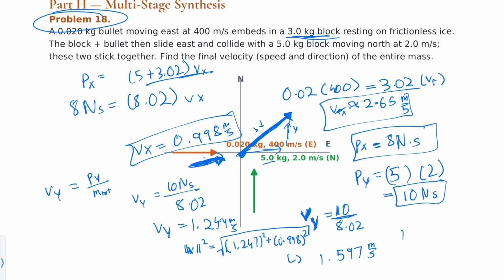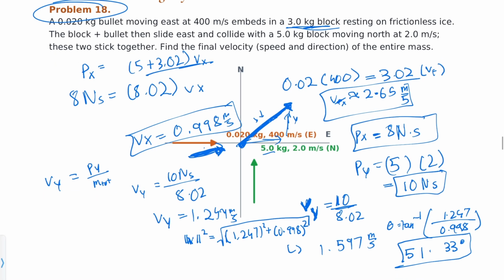The direction of that is the arctangent of our velocity y, which is 1.247, over our velocity x, which is 0.998. So it's going to be about, let's see, 51.33 degrees. And since one is going north and one is going east, it's going to be northeast, or north of east.